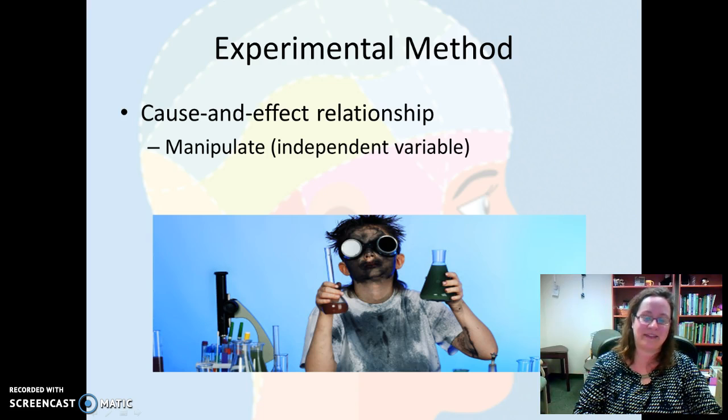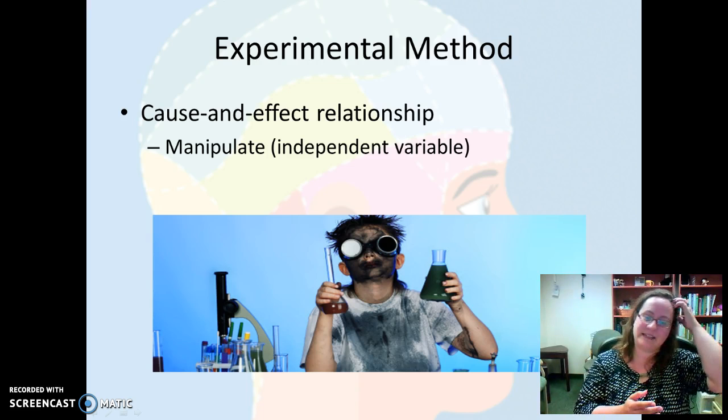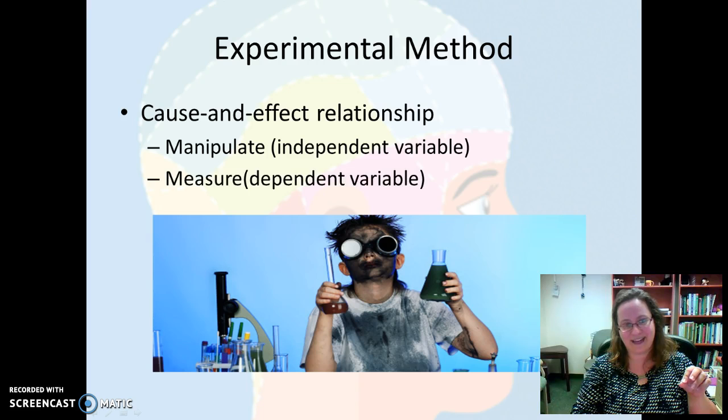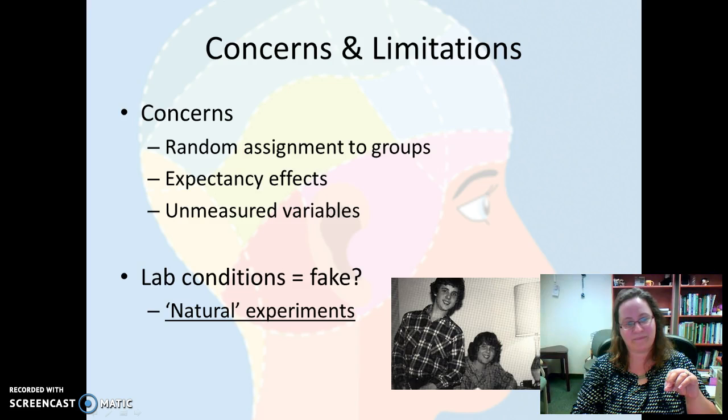The experimental method is our gold standard. So we love experiments. Woo! Experiments are amazing, but we can't always manipulate things we want to study. So we have to use other methods, our descriptive methods. But when it's possible to manipulate something, we want to look at a cause and effect relationship. We manipulate one variable, we call that the independent variable, or IV, and then we measure the second, so we call that the dependent variable, or DV. There are a lot of concerns with experiments, so definitely review that material.